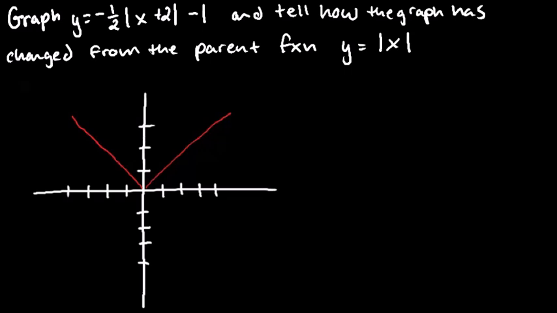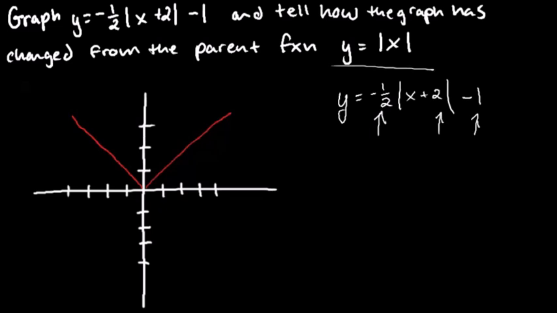So, I'm looking at this, and I have y equals -1/2 |x + 2| - 1. So I have a couple things going on. I need to address this, and this, because here's my parent function, y equals the absolute value of x, and these are the parts that change. So I know outside, this is my h, this is my k, and here's my a. This k, it's going to move me down 1. This negative, this being negative, is going to move my start point down 1.